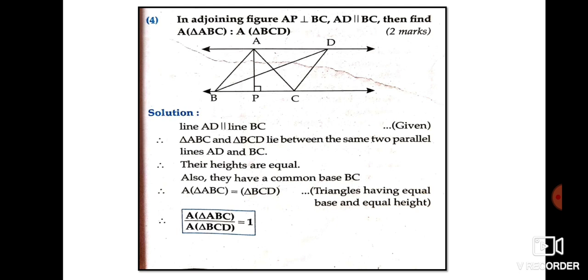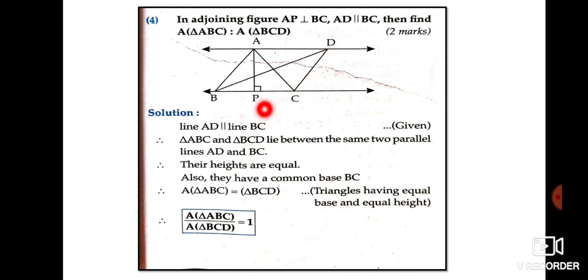Look at the fourth sum. In the adjoining figure, you have AP perpendicular to BC and you have AD parallel to BC. So the condition is given that these two lines are parallel. Find the ratio of the areas of triangle ABC and triangle BCD.